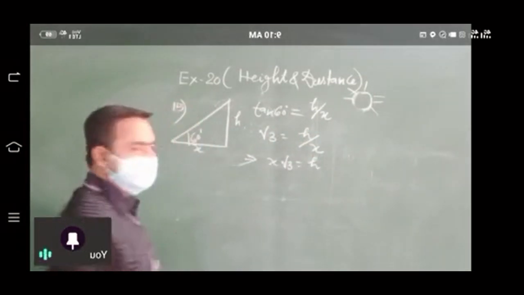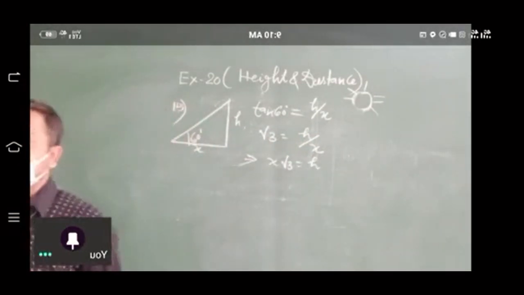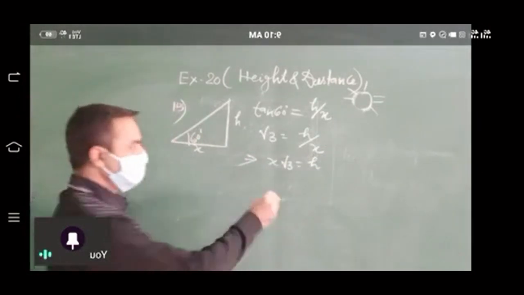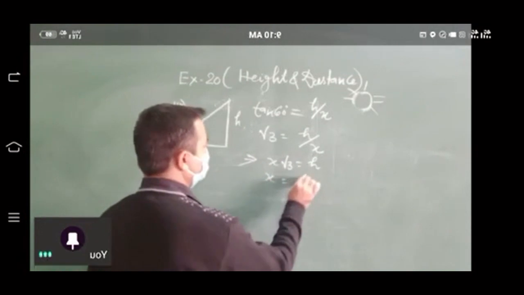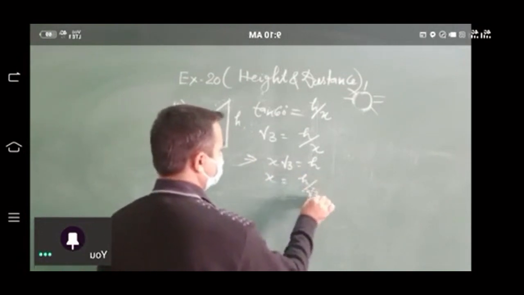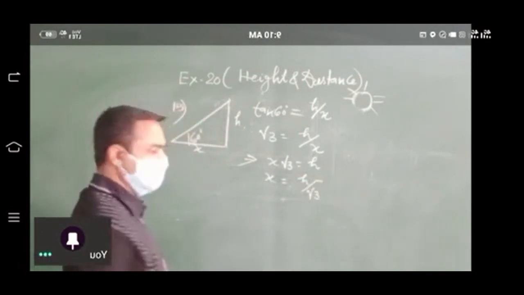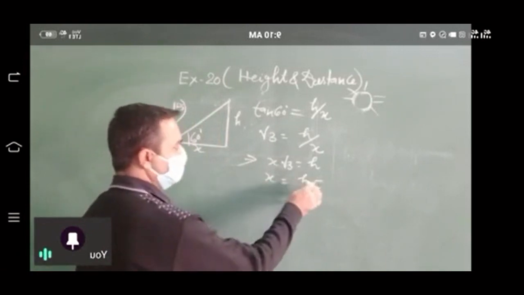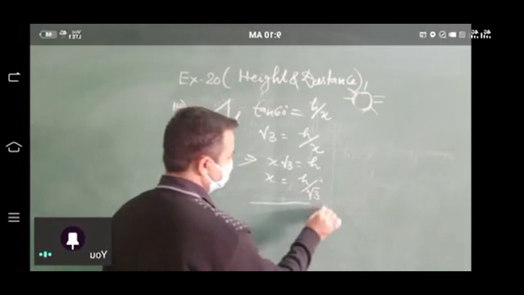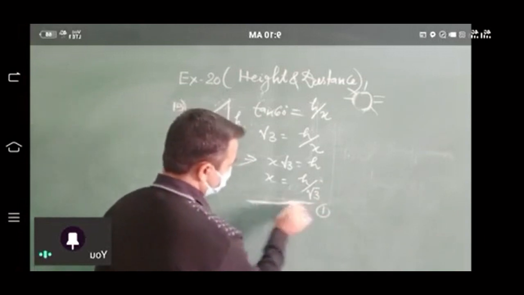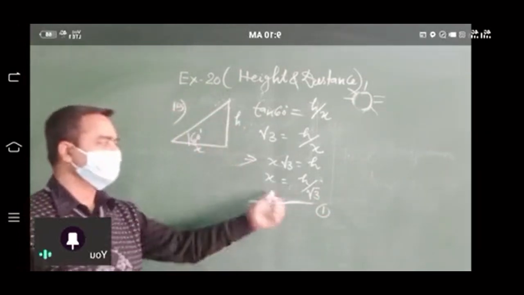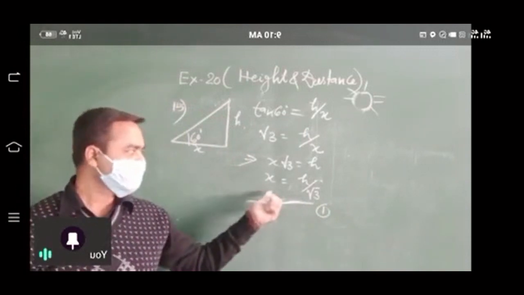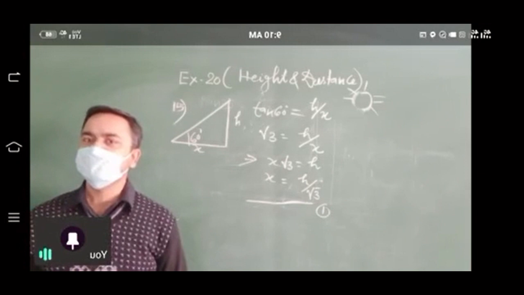Now tell me what is to be found? h, right? So x has to be removed. So here x is h upon under root 3. Now you can also rationalize by multiplying under root 3 in both the numerator and denominator, but here I am just writing the same because according to the situation I will see what we have to do there. I have just written x equals h upon under root 3.